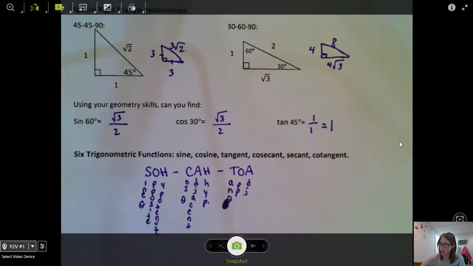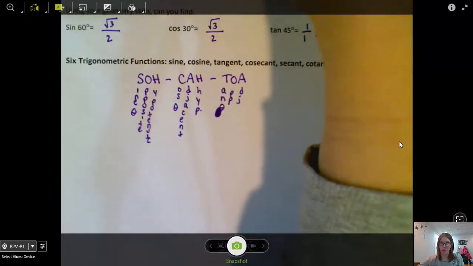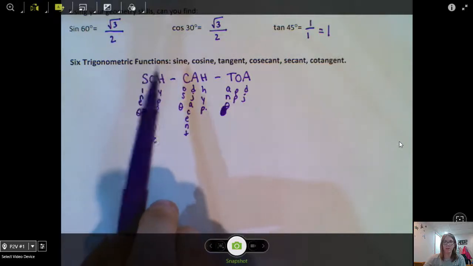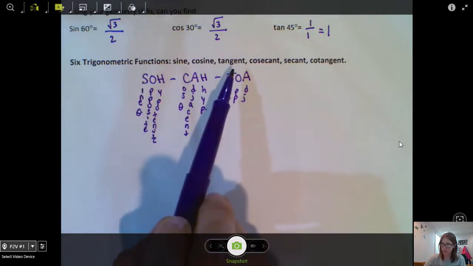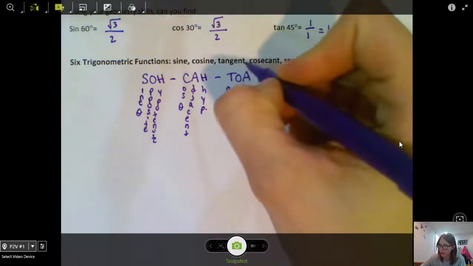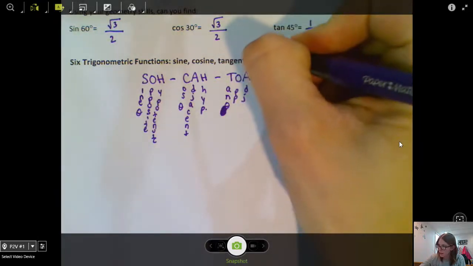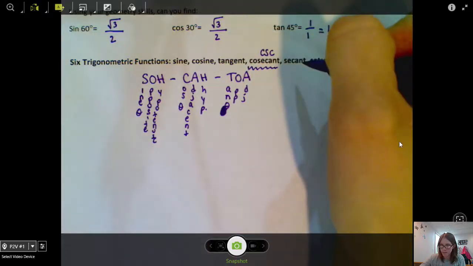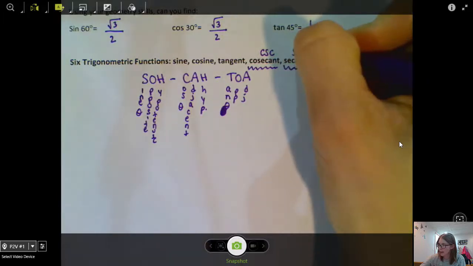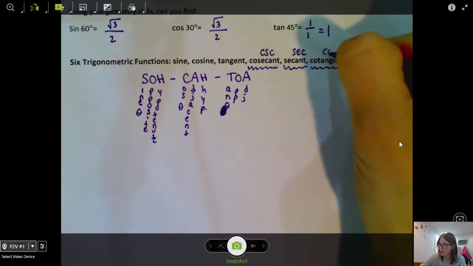This second video today, we are going to look at some other trigonometric functions. Well, it says here, there are 6 trigonometric functions. Sine, cosine, and tangent, we know. Cosecant, secant, and cotangent, these ones are all new. Cosecant is abbreviated CSC. Secant is abbreviated SEC. And cotangent is abbreviated COT.